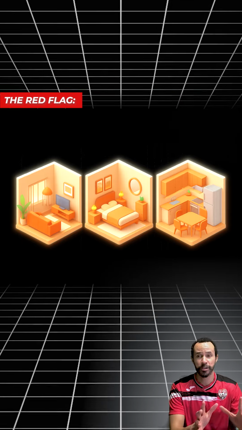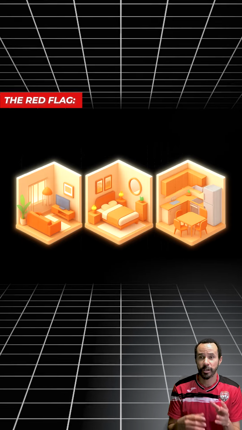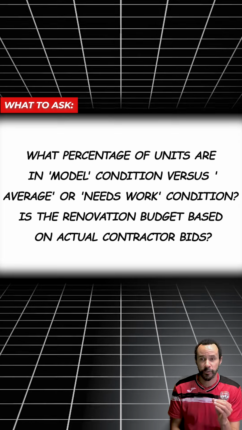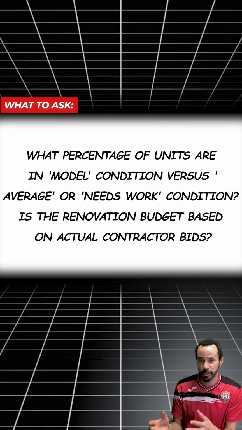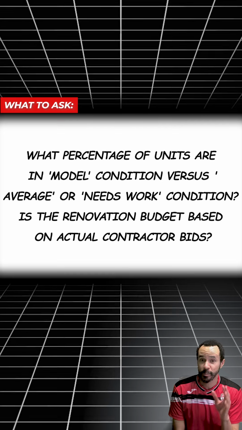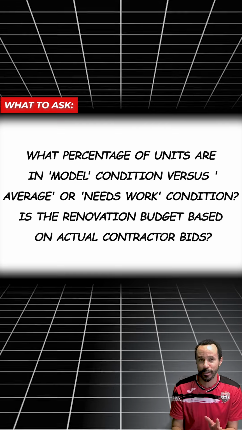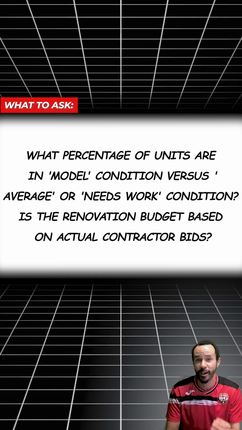And there's usually a section with photos and renovation plans. So a red flag here might be only pictures of the 3 perfectly modeled units. What you actually need is the condition of the average unit and the budget for those renovations. So, what you can ask is, what percentage of units are in model condition versus average or needs work condition? And is the renovation budget based on actual contractor bids? I don't know how these brokers pull some of these numbers out sometimes, but that's why the due diligence is on you. You need to verify everything.